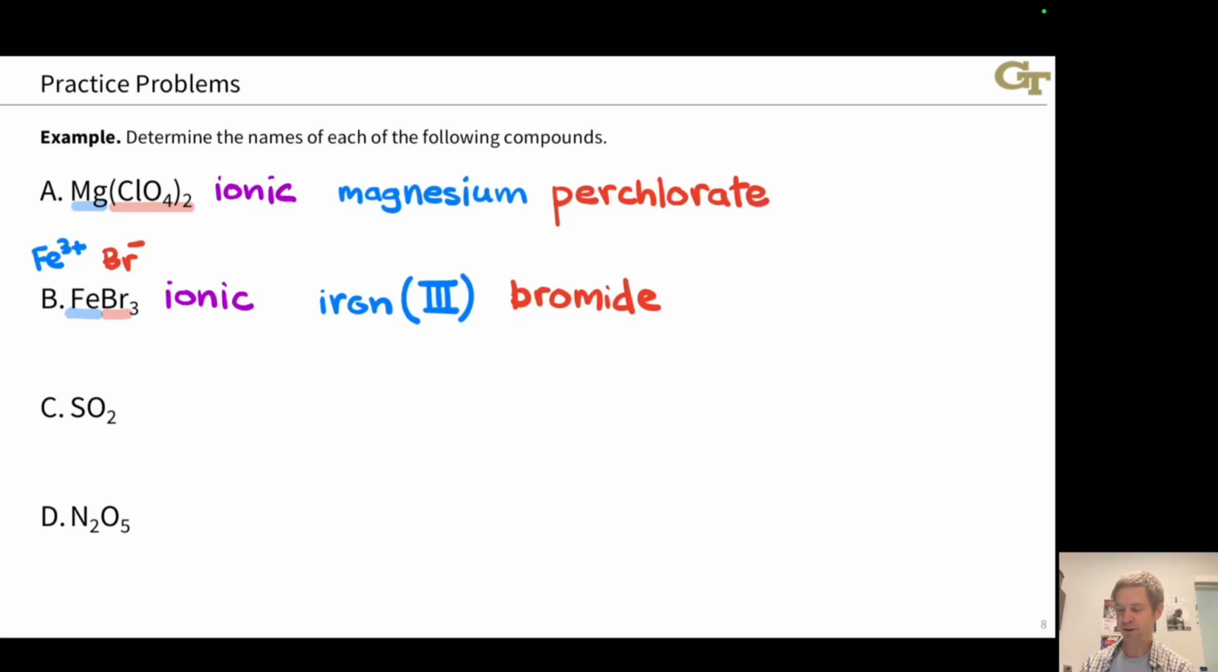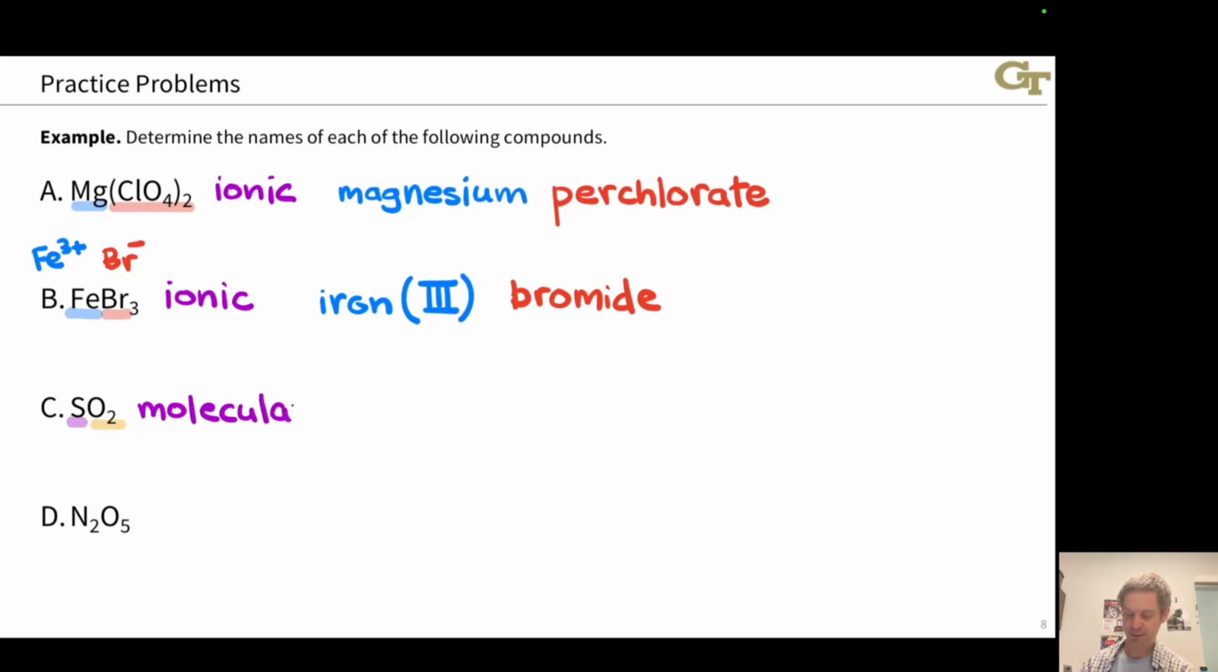Sulfur is a nonmetal, and oxygen is a nonmetal. So here we're looking at a molecular compound, right? Two nonmetals bonded covalently. This is a molecular or covalent compound. I'll just write molecular here.